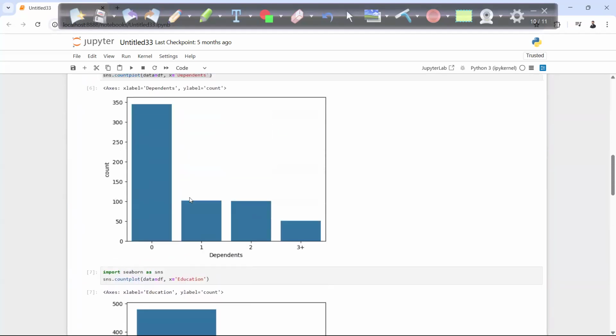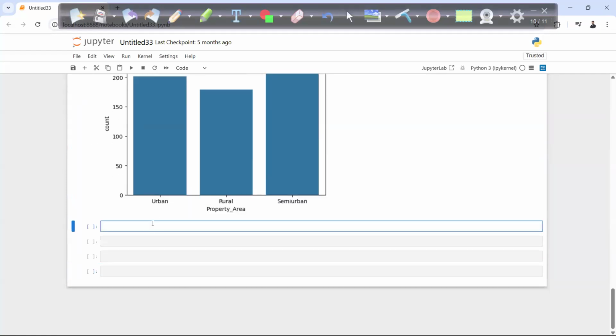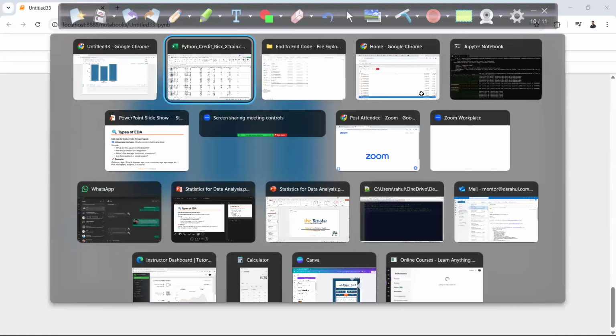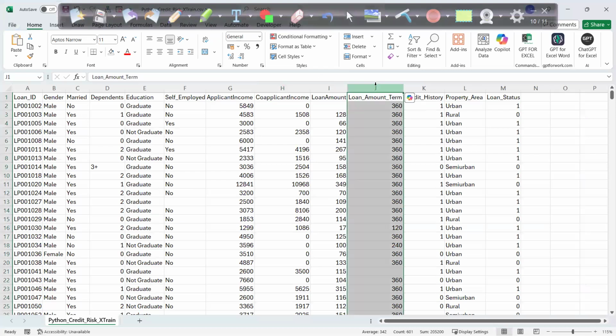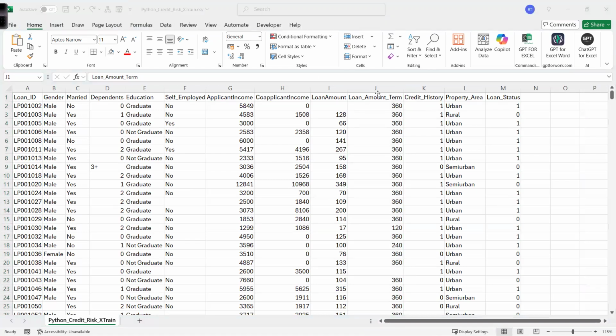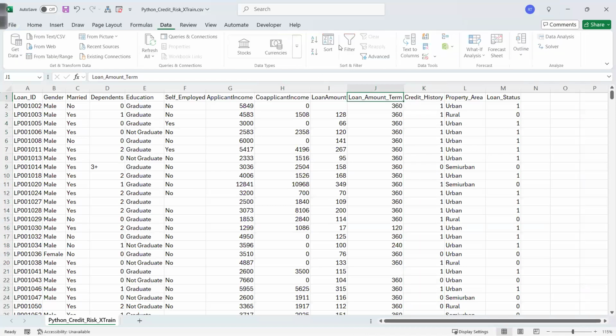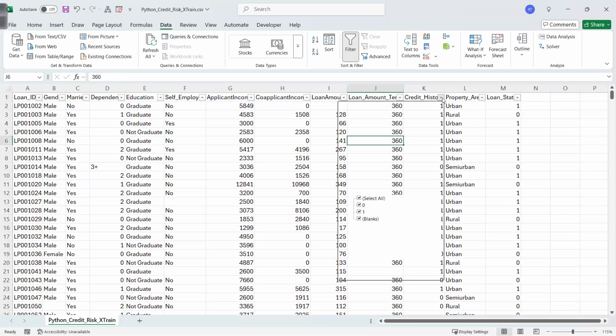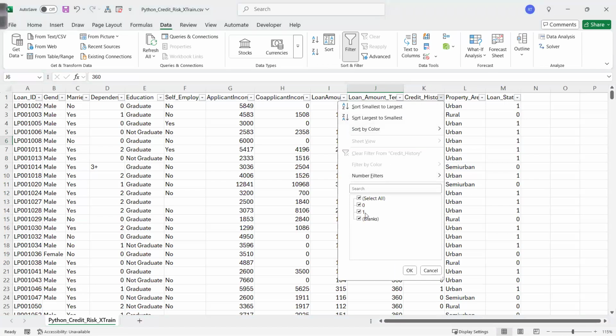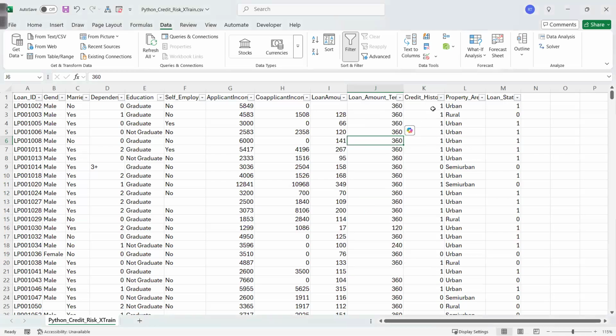Now let's go back. I'll take one more column, which is loan amount term. Loan amount term I am also considering as categorical data only, because if you see this data, it's actually a number. This is also a number only. But why did I take it as categorical? The reason is that for credit history, we have only two values, 0 and 1, right? So 0 means bad, 1 means good. That's why I am considering it as categorical data.